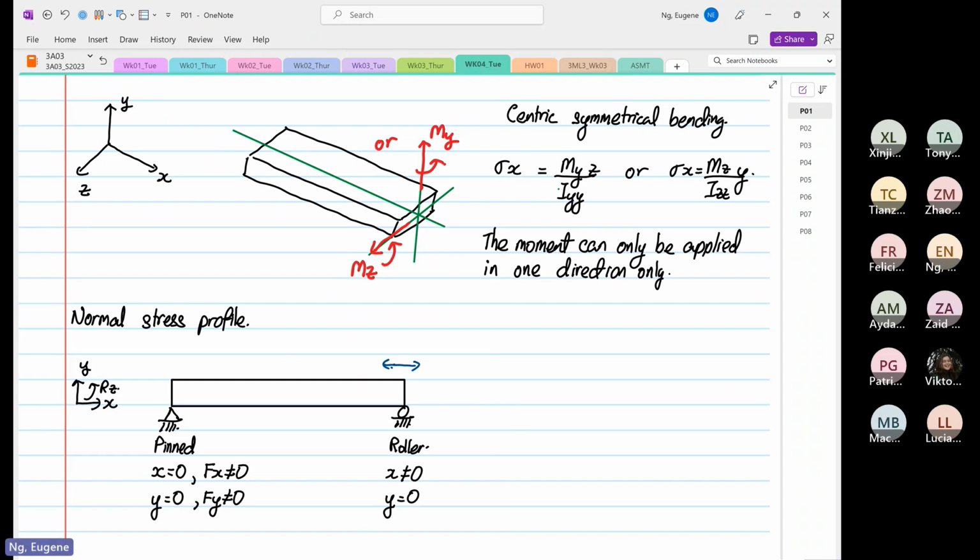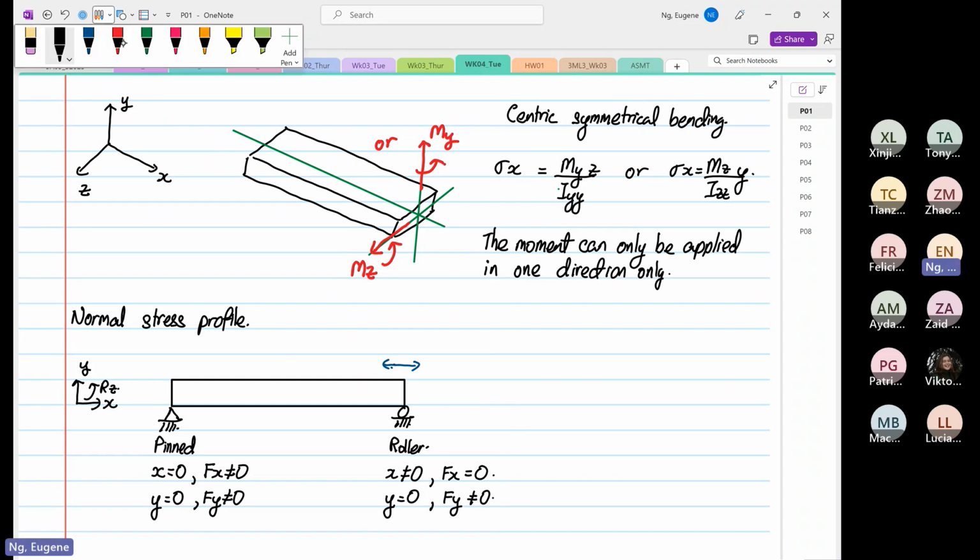However, if the structure is on a roller, Fx is equal to 0. Why is Fx equal to 0? Because x displacement is not equal to 0, i.e., you allow the structure to go left and right. There's no reaction. However, on a roller, y displacement is equal to 0, so the reaction force at y is not equal to 0. I hope you all can remember this.